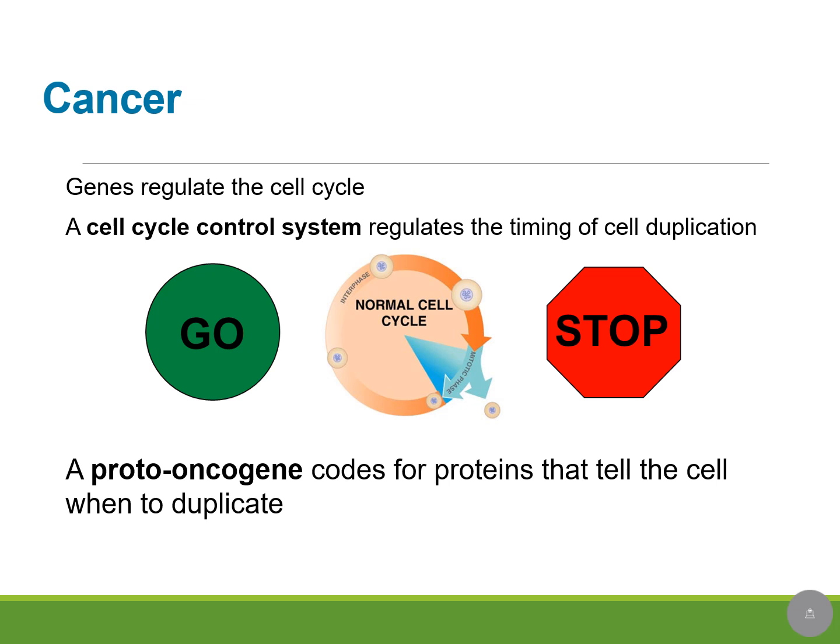So an example of this is a proto-oncogene. So that prefix onco means cancer. A proto-oncogene is a gene for a protein that will tell the cell when it needs to duplicate. Proto-oncogenes are good. They're part of that normal cell cycle, ensuring that you have a limited amount of cells being produced, and it helps to stop cells from being overproduced.